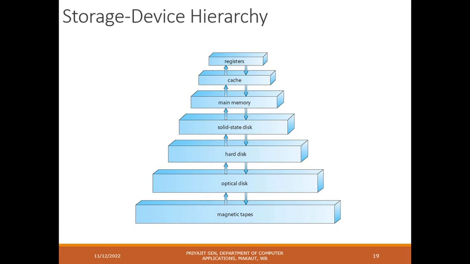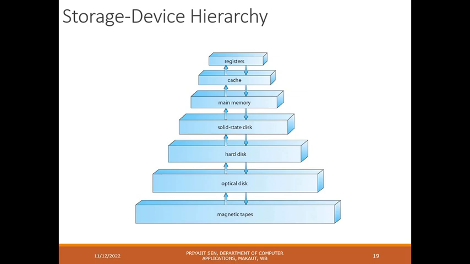Then main memory is there, then solid state disk, then hard disk, then optical disk, and then magnetic tapes. The speed hierarchy is decreasing from top to bottom, but the cost of magnetic tapes is cheapest, then optical disk, then hard disk, then solid state disk, then main memory, then cache, and then registers. So cache is much costlier than RAM, your main memory, then the solid state disk, then the hard disk, then optical disk, and then magnetic tapes.